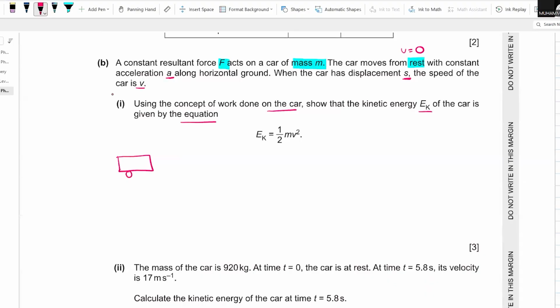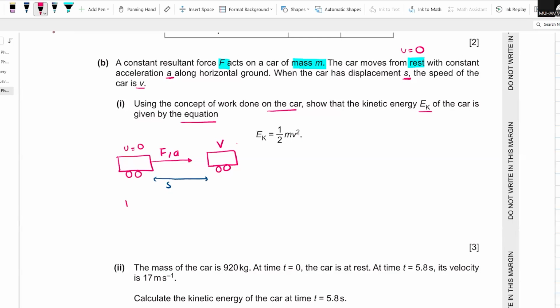Let's say this is your car with an initial velocity of 0. And let's say we are applying a force F on this car, which causes the car to accelerate with an acceleration of a. This car covers a distance of what? This car covers a distance of s, like this. This car covers a distance of s and reaches a speed of v.